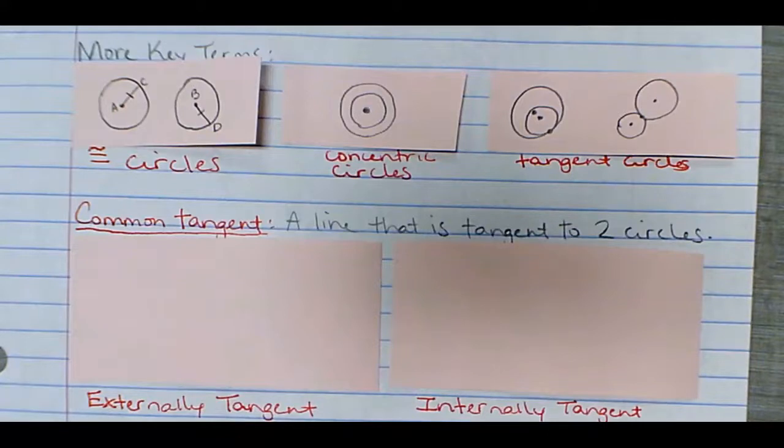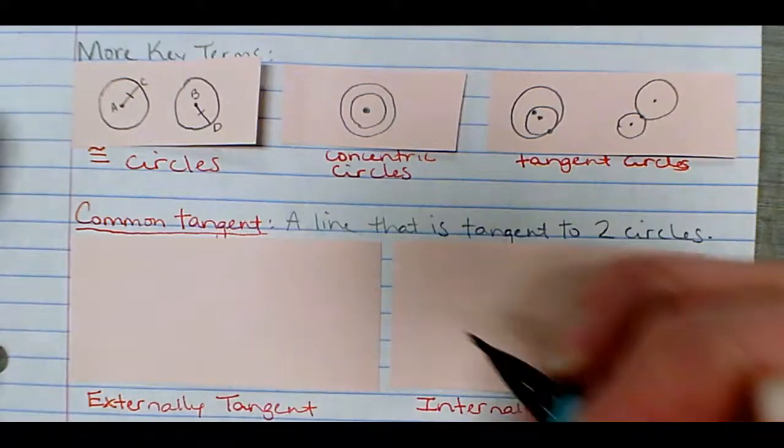Now, it's possible that we have a common tangent. So we're talking about tangent circles and how it's like a tangent where it only touches at one point. But a common tangent is a line that is tangent to two circles. So if we're talking more about pairs of circles, it's possible that we have a common tangent, a line that's tangent to both of them at the same time. So we can have externally tangent or internally tangent.